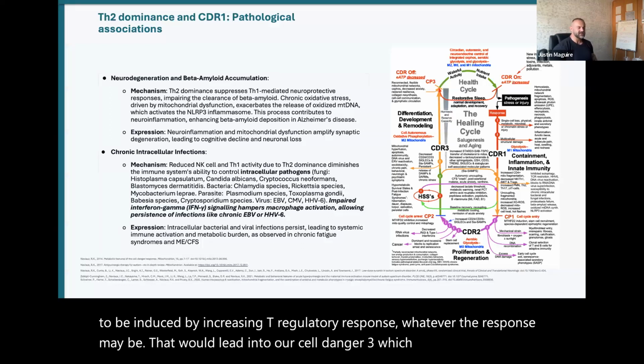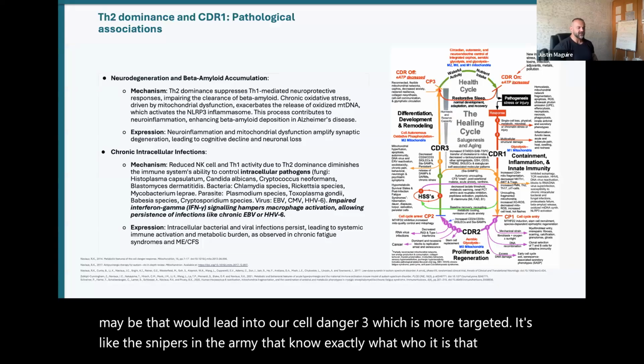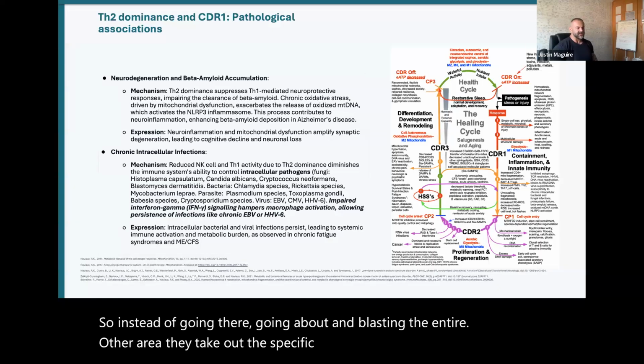It's like the snipers in the army that know exactly who it is that they're looking out for. So instead of going about and blasting the entire area, they take out the specific culprits that are causing the issue in the first place.